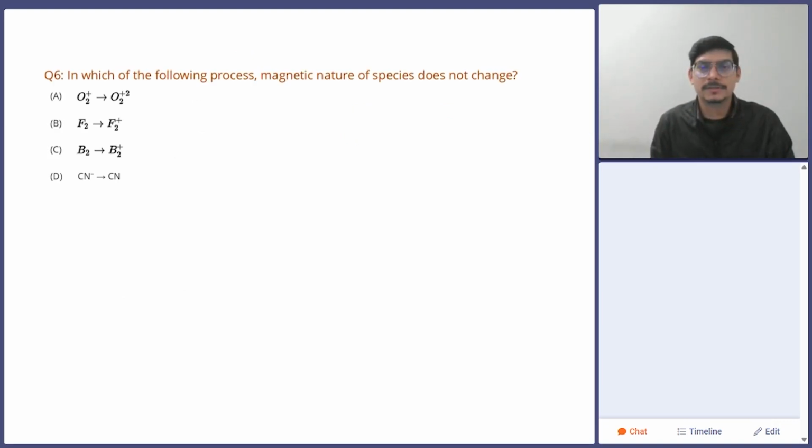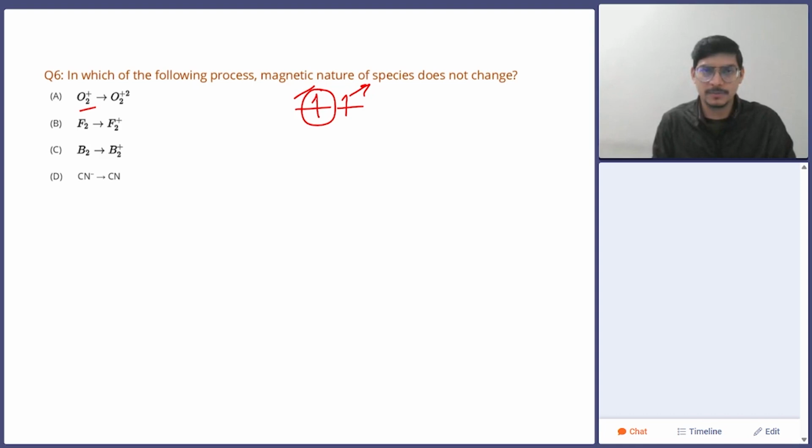In which of the following processes does the magnetic nature of a species not change? That means if it is diamagnetic, it would remain diamagnetic. If it was paramagnetic, it would remain paramagnetic. We know that oxygen is paramagnetic because of 2 unpaired electrons in pi star 2p orbitals, and O2+ means one electron has been removed, and one electron is left, and O2 2+ means this electron is also removed. So yes, magnetic nature does change. O2+ is paramagnetic, whereas O2 2+ is diamagnetic, right?